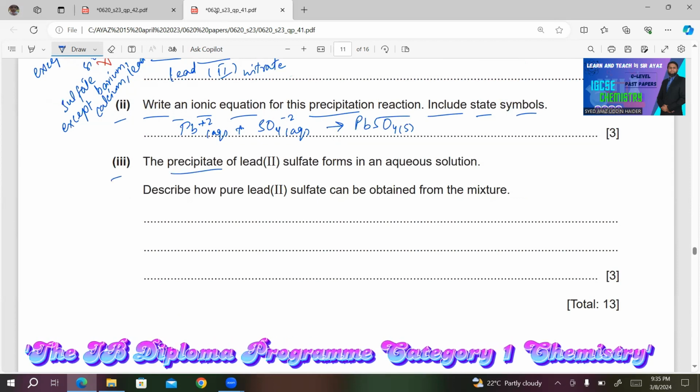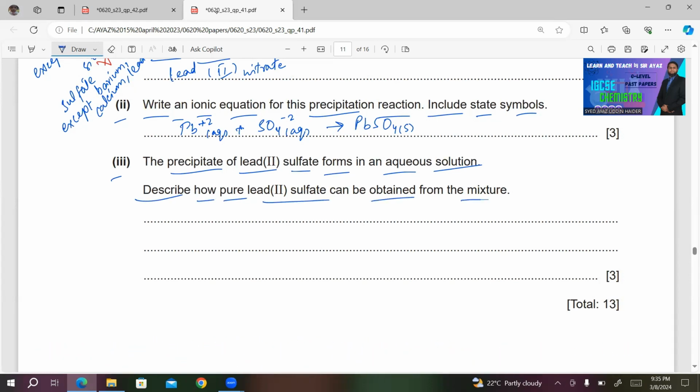Number 3, the precipitate of lead(II) sulfate forms in an aqueous solution. Describe how pure lead(II) sulfate can be obtained from the mixture. So first of all, you need to filter, then wash the residue with distilled water or even with deionized water, then dry it in air.